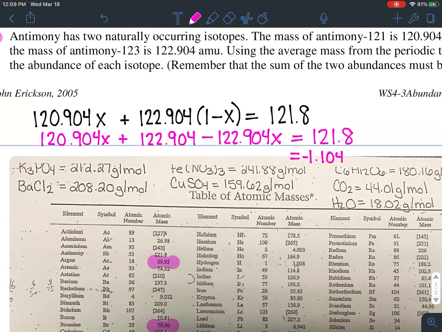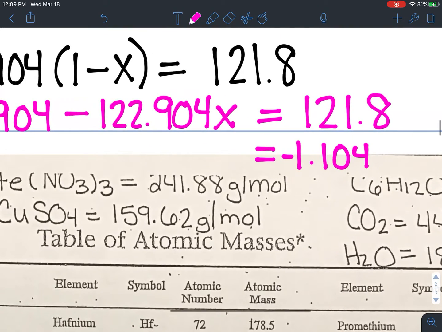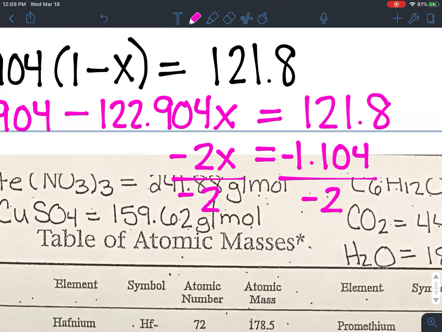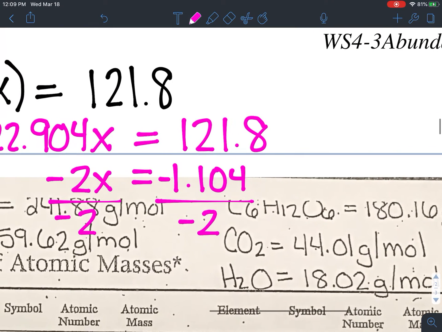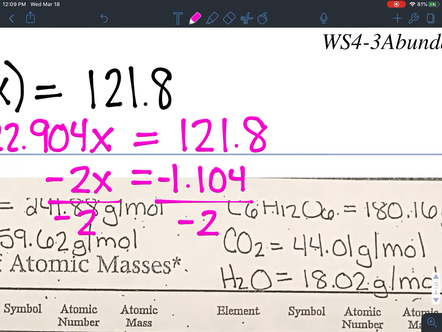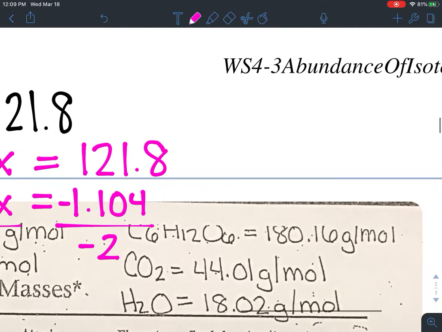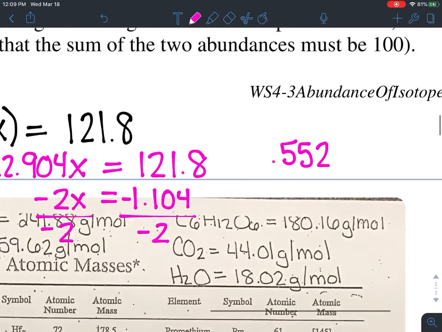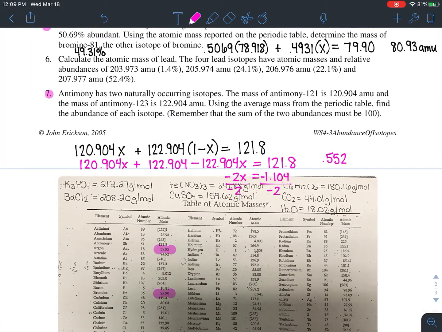And then if I take the 120.904 minus 122.904x, I get negative 2x. So that's math I can do without a calculator. Awesome. And then I'm going to go through and divide both sides by negative 2. And my value should be 1.104 divided by 2, 0.552. So 0.552. And then let's go back and look at what X actually meant again.